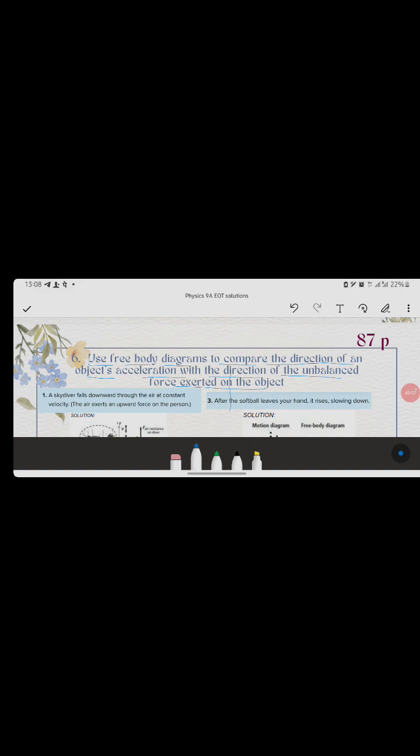there are some questions. The first one: a skydiver falls downward through the air at constant velocity. The air exerts an upward force on the person. You can see this is a picture of the skydiver. This is the system. So what forces are applying here? There is a first force applied by the earth, that is the earth's mass on the diver, and there is a resistance of the air because air is also applying a force on the body. So that is the air resistance in the opposite direction. Yes or no? So net force is 0.